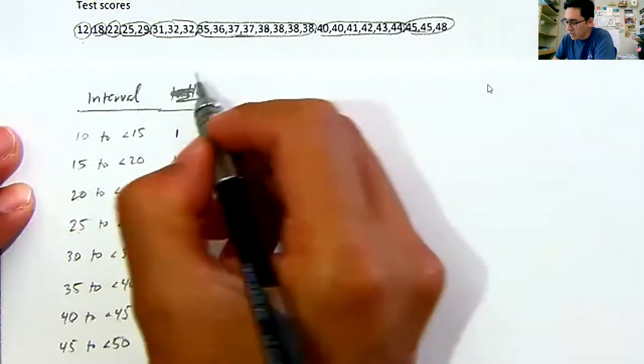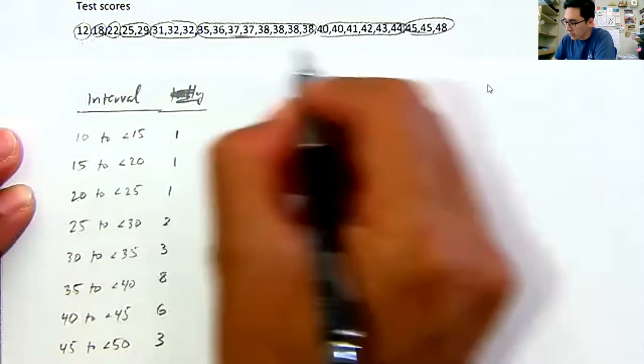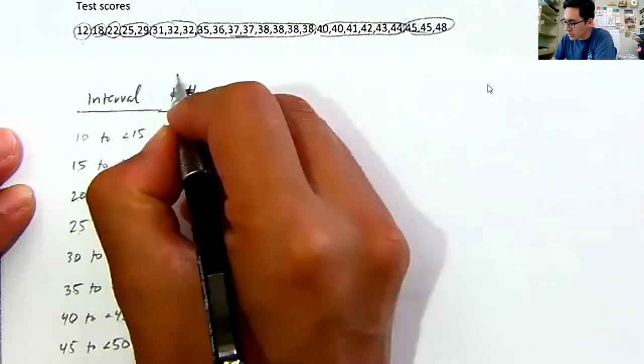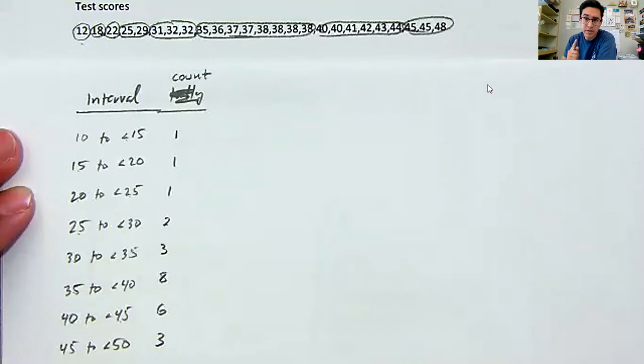All right, let's rename this. I was going to do tally marks, but it just ended up being easy to count since we circled the groups of numbers that were close to one another. So we'll just write count. Another word for count is frequency.